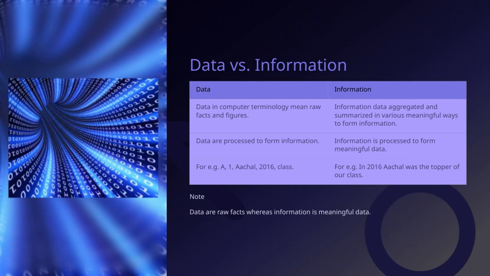First, when we talk about data in computer terminology, we're referring to raw facts and figures. These are just basic pieces of information, like numbers or words that haven't been processed yet. Now, when we combine or organize this data in meaningful ways, it turns into information. So, information is essentially data that has been aggregated or summarized to give it context and significance. Next, the process is important to understand. Data is processed to create information, and then information can be further processed to produce meaningful data. It's a continuous cycle of transforming raw facts into useful insights.